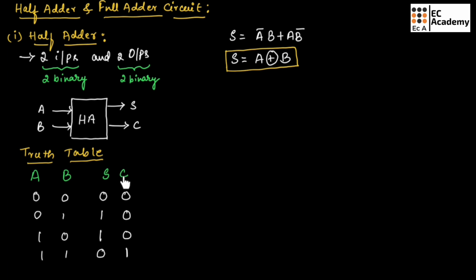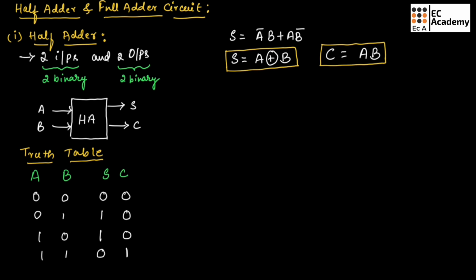To write the Boolean expression for carry, we need to observe where we are getting output as 1. For this output, the corresponding input bits are 1, 1. For 1, 1 we take the variables as they are, so we can write it as A, B. So the Boolean expression for carry is A dot B, which is the AND operation. This is the Boolean equation for the carry. Now we have the Boolean expressions for sum and carry.